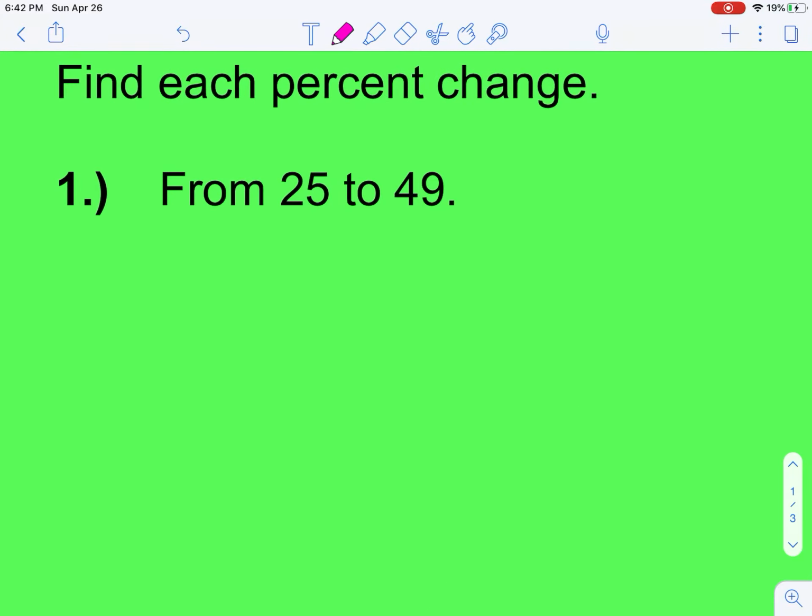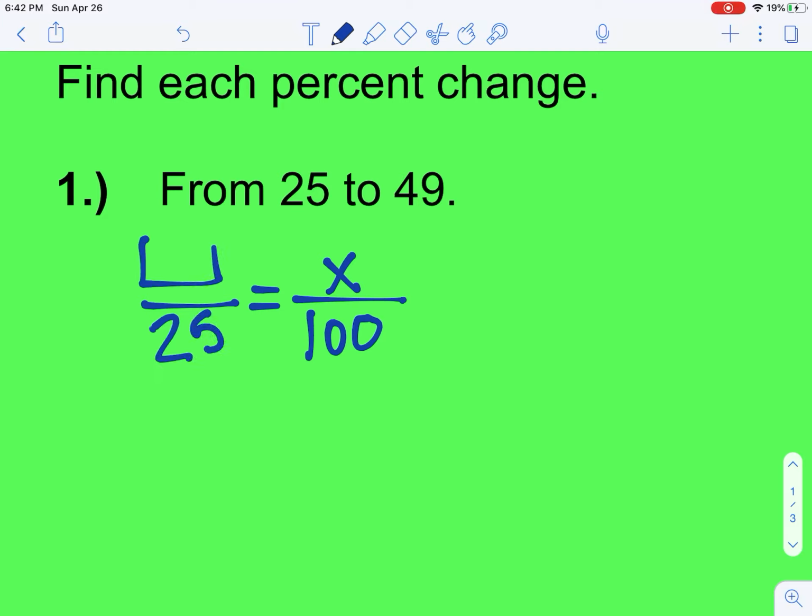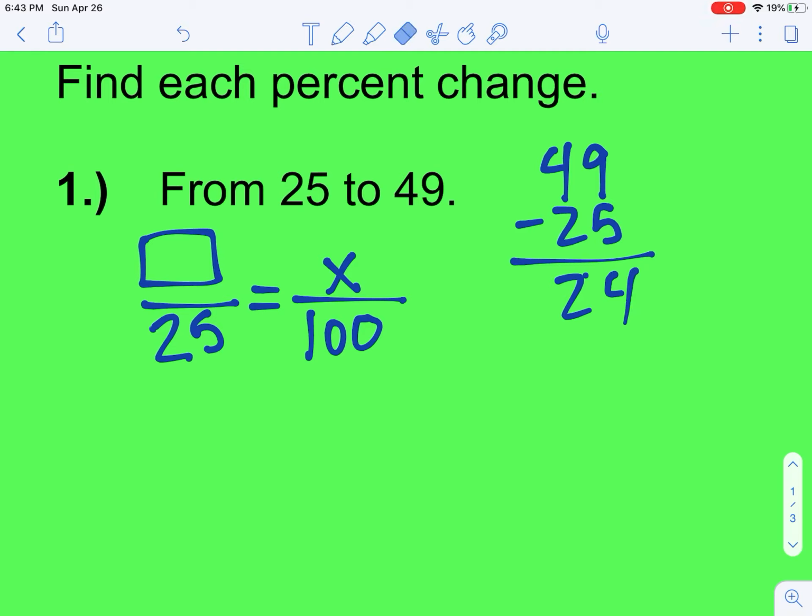So let's take a look at a couple examples. Number one is from 25 to 49. So I'm going to go ahead and set up my proportion with 100 in the bottom right-hand corner, and X is going to be in the top because I'm looking for my percent change. My original amount is going to go on the bottom left, and that's going to be 25. Now, in the top left, I need to figure out what the difference is from the original amount to the new amount, and that's always going to be a subtraction problem. Remember the word difference is going to be subtraction, so I end up with 24. So up here in the top left-hand corner is going to be 24.